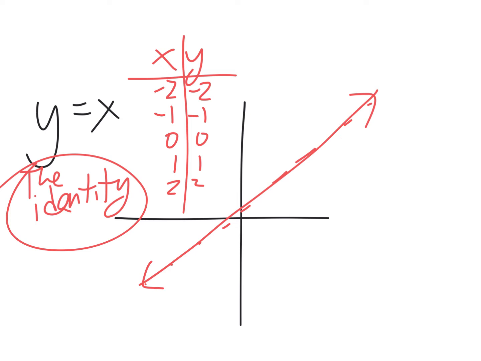All right, what's the next one they ask us to do? Can you tell me again? X squared. X squared. And that one's got a name too. It's the parabola. That's the square.